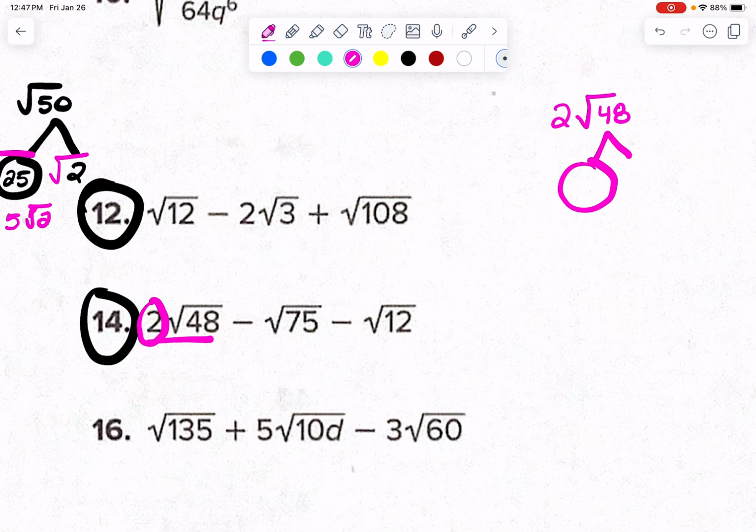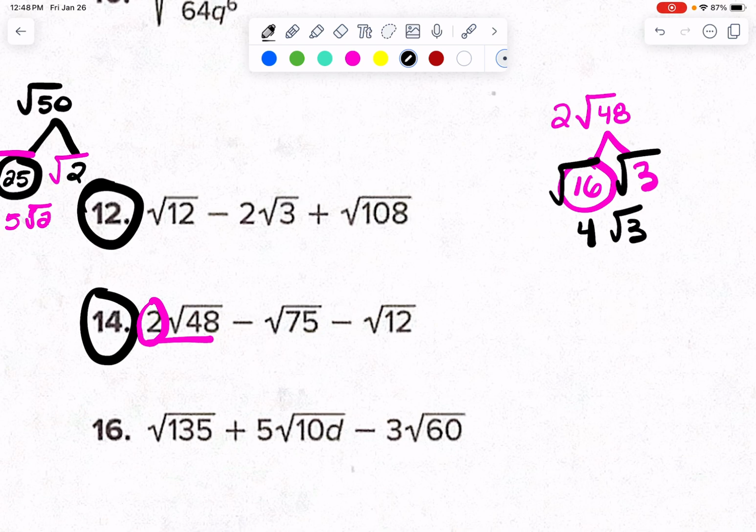48. I know that 4 goes into 48. Don't write that down. 4 goes into 48 12 times, but bigger than 12 or bigger than 4 is 16. 16 goes into 48 3 times. So I want to use the biggest number if I can to break stuff down, okay? So now I have 16 and 3, and I have those square roots. The square root of 16 became 4, and the square root of 3 stays the square root of 3, okay?